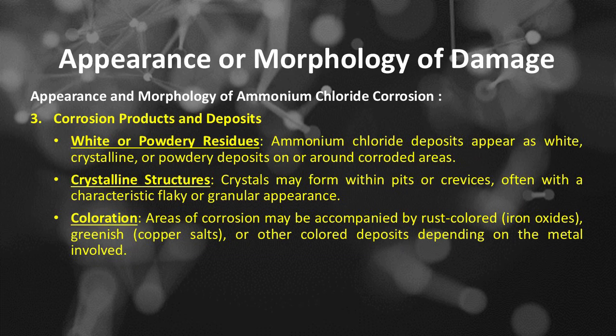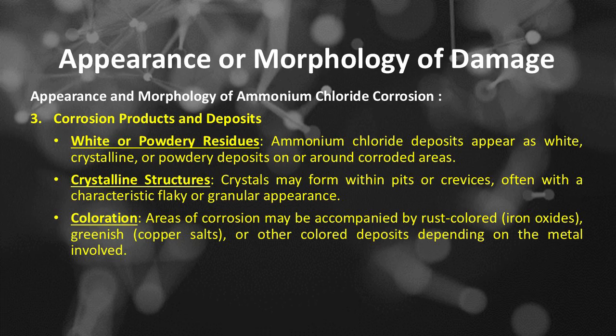The appearance and morphology of ammonium chloride corrosion. Number 3 is corrosion products and deposits, which include white or powdery residues. Ammonium chloride deposits appear as white, crystalline, or powdery deposits on or around corroded areas. Crystalline structures: crystals may form within pits or crevices, often with a characteristic flaky or granular appearance. Coloration: areas of corrosion may be accompanied by rust-colored iron oxides, greenish copper salts, or other colored deposits depending on the metal involved.